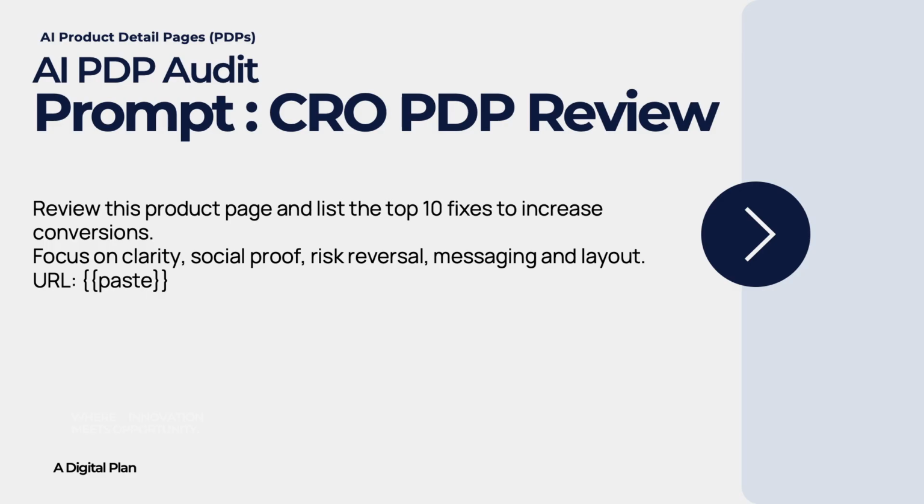Prompt, CRO PDP review. This is starting to look at conversion rate optimization, which we're about to jump into. What this is going to do: review this page and list the top 10 fixes to increase conversions. Focus on clarity, social proof, risk reversal, messaging and layout. Then paste the URL and it will do some very basic conversion rate optimization on your page.